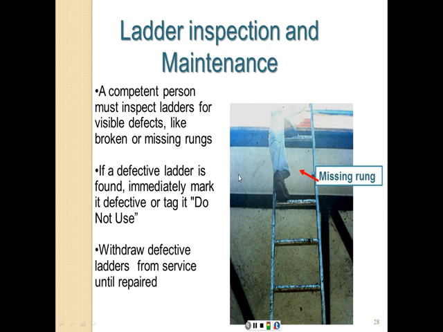How to maintain and inspect ladders. We learned before in another presentation about something called a competent person. So a competent person is someone who has the proper training, who can recognize the hazards and who can change the hazardous condition and correct it. So a competent person must inspect ladders for visible defects like broken or missing rungs. Here, for example, we have a missing rung, and it seems so rusty. That does not seem to be very well maintained.